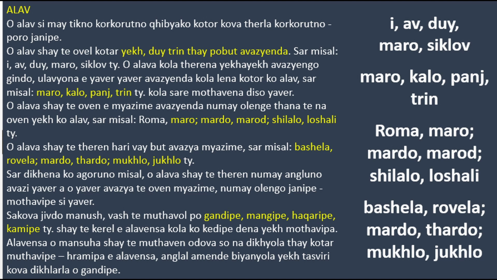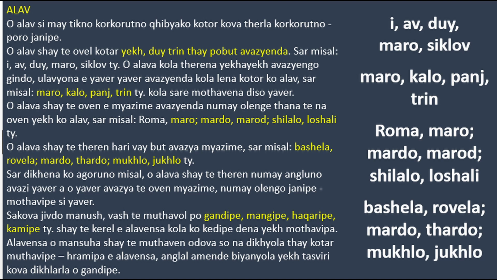Words may have the same speech sounds, but their positions in words and their functions differ from word to word. For example, Roma, Roma, maro, bread. Mardo, beaten, marod, don't search. Shilalo, cold, male person. Loshali, glad, female person, etc.